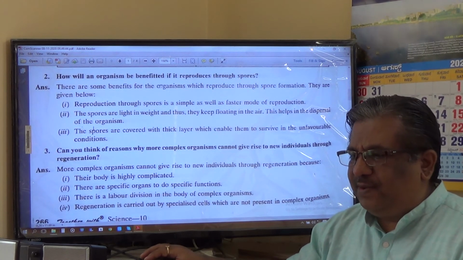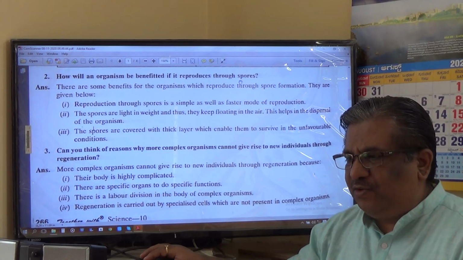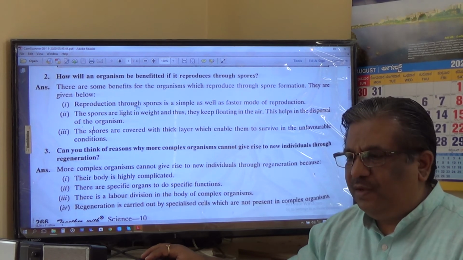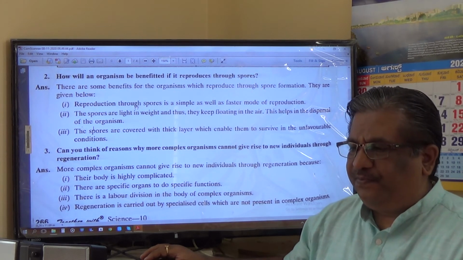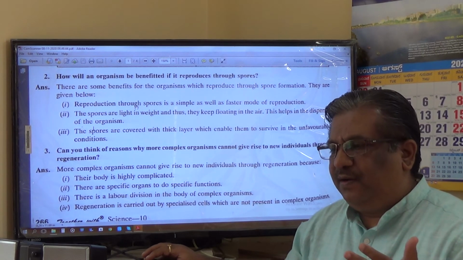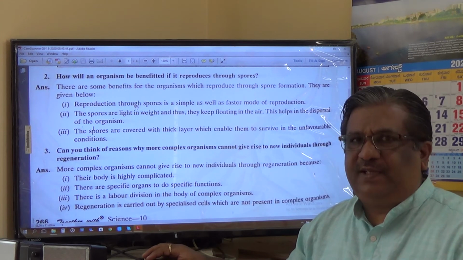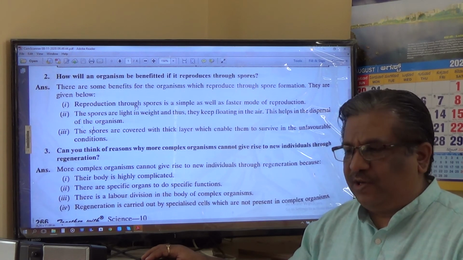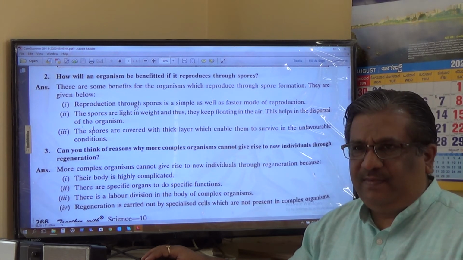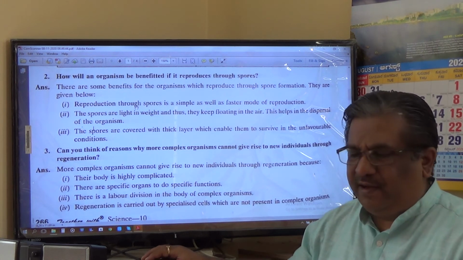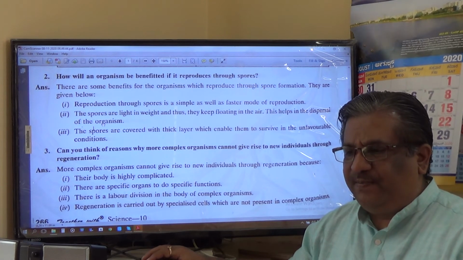How will an organism be benefited if it reproduces through spores? He is asking, is there a benefit for an organism if it reproduces through the spores, is the question. First of all, spores are very light in weight. They can fly in the air. So let us read 3 points.